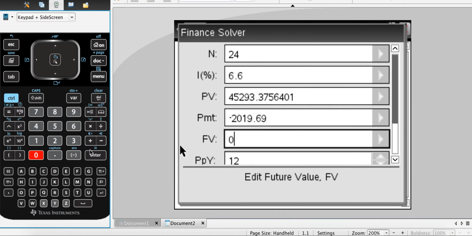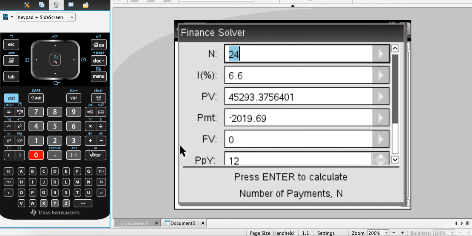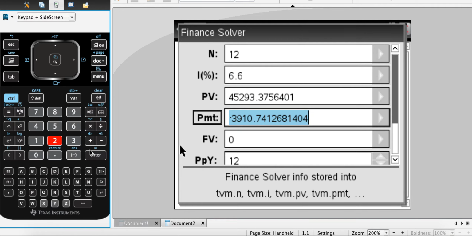I'll go down here, change that to 0 because that's what we wanted. And I need to change N because we only want 12 more payments. And it's PMT that I'm going to solve for. So I just need to press enter. We saw the payment go up. That was expected. It went up by a lot as well. It was just over $2,000 before, and now it's almost $4,000.